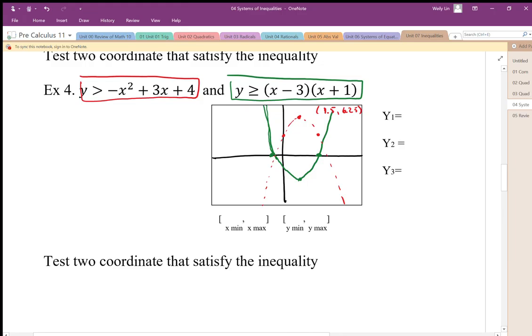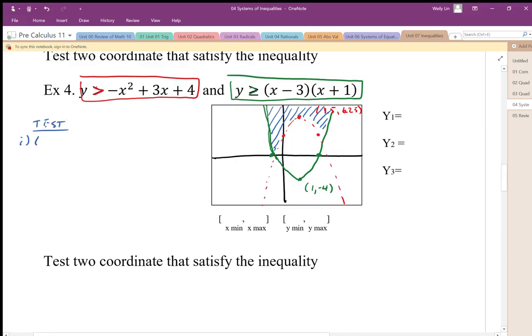Okay, and then we want to find the solution region. The solution region is going to be above the green line and above the red line. Okay, so that area that we're looking for above and above should be represented by this space in here. So there's our solution region. Okay, so when I test a point, I'm going to test two coordinates.